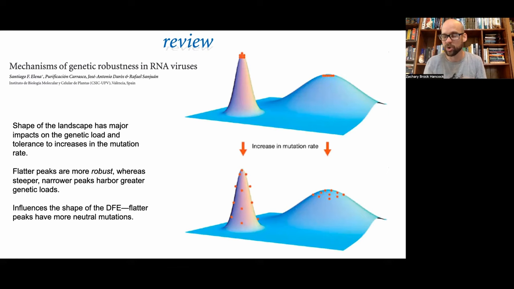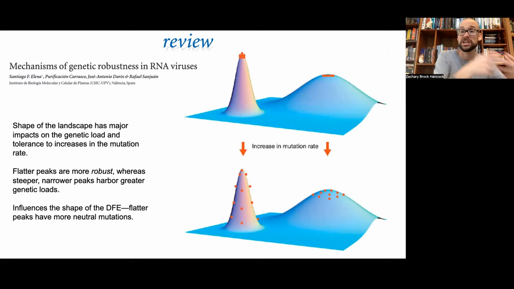Alternatively, if the peak is very broad, then you can have subsequent mutations that are selectively equivalent, right? They're just going to spread you out across that peak, but not pull you off of it. We call this genetic robustness. What this means is that for this particular fitness function, there are a lot more selectively neutral mutations that are not going to reduce your fitness, compared to if the peak is very narrow and there's just one or two ways to achieve that highest fitness.